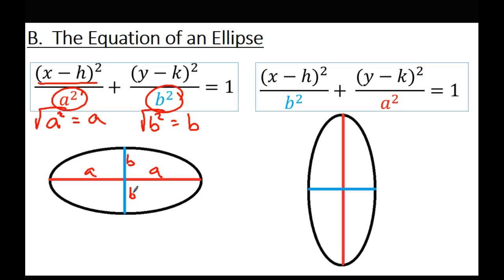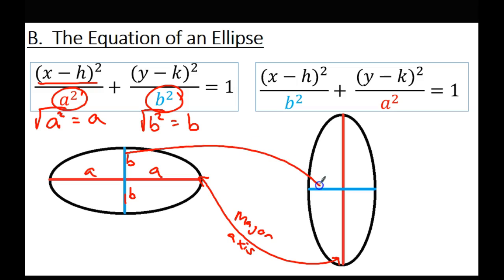Now, they're not really called radiuses. They're called major axis for the long one and minor axis for the short one. So we can label those really quick. The long ones are called the major axes. And the shorter ones are called the minor axes.